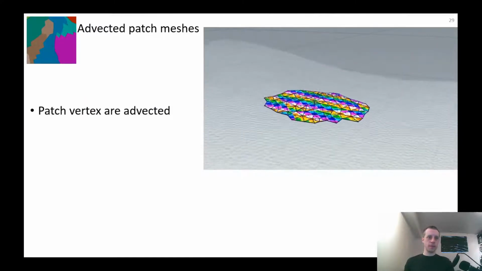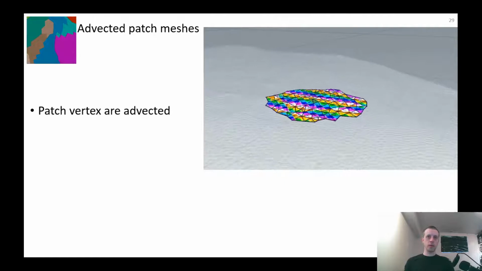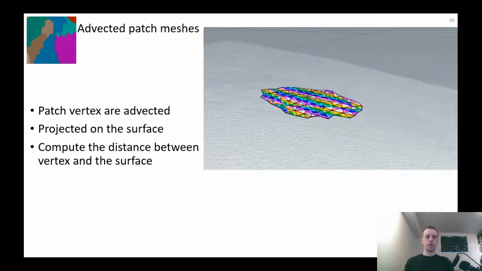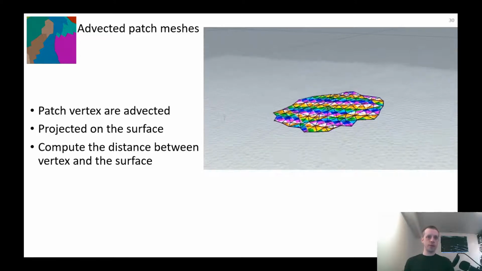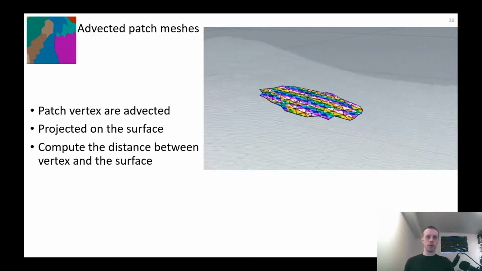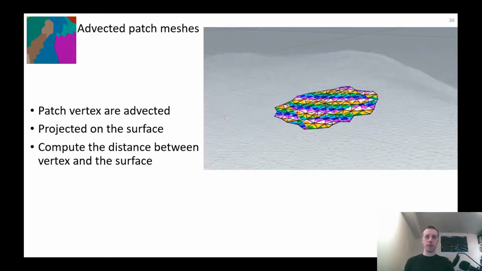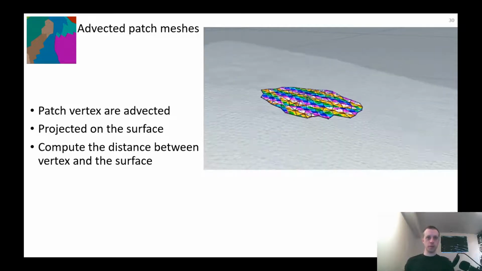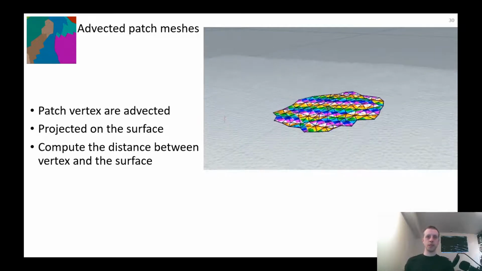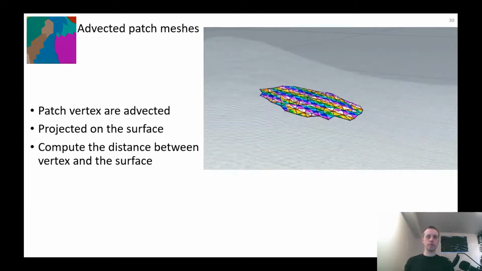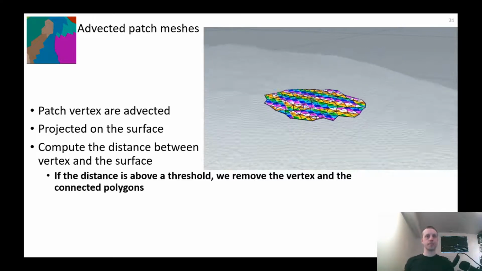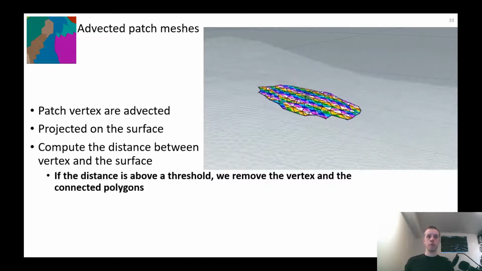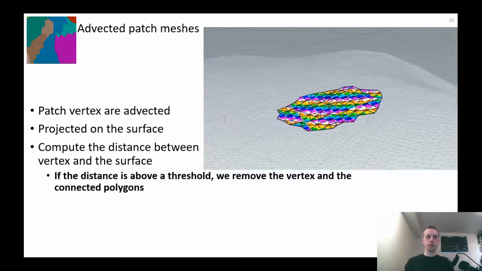This is an example of a patch being advected on a fluid surface. After each frame, we project each patch vertex onto the surface to make sure the patches remain on the surface. We detect topological changes by computing the distance between each advected vertex to the surface. If the distance is above a threshold, we remove the vertex and the connected polygons.